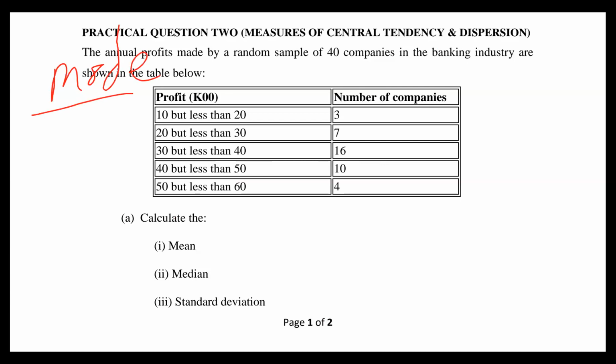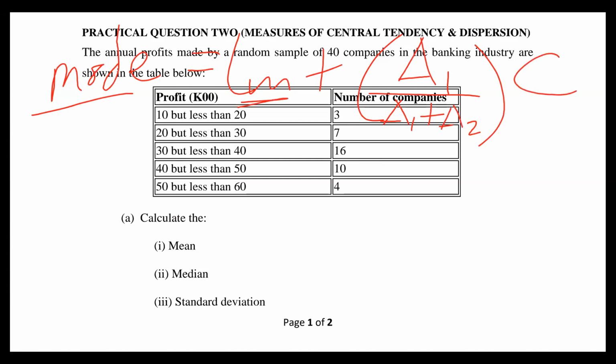The mode is found by LM, which has the same connotation, plus delta 1 divided by delta 1 plus delta 2, all that multiplied by C. Where LM is still the lower class boundary, the lower class boundary of the modal class. That's the LM.